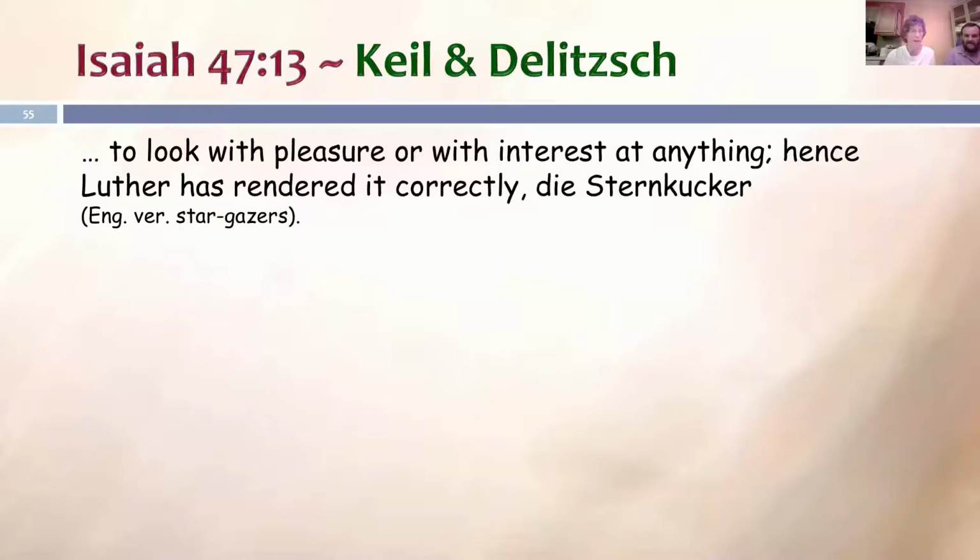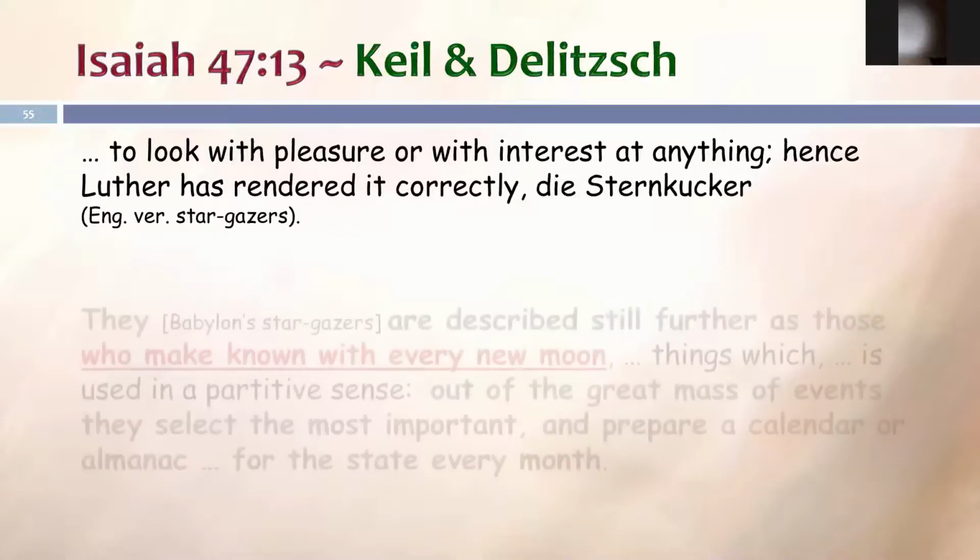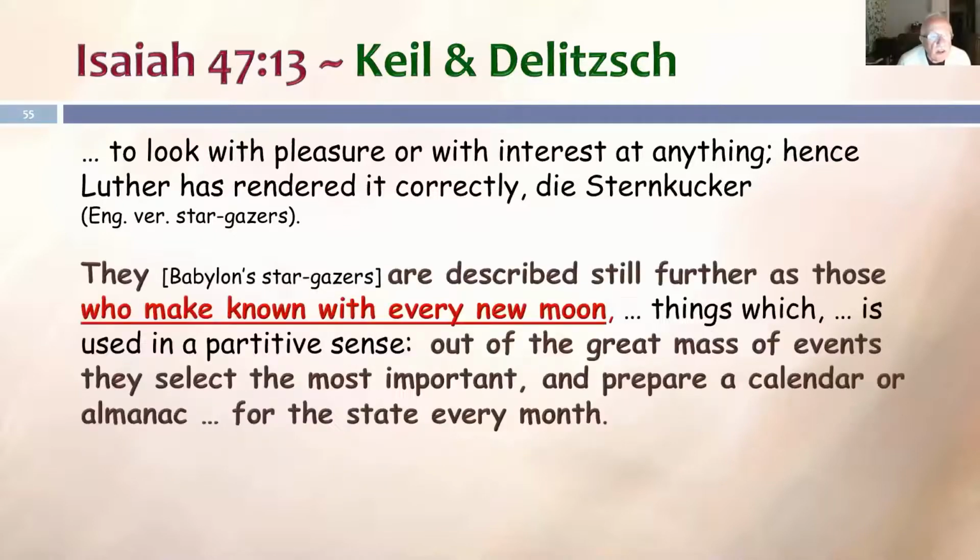I asked Walter if he would teach this slide tonight for me. I think it has some nice German in it, so go ahead, Walter. Okay, that's in German, you say, Keil in the Lit: to look with pleasure or with interest at anything. Hence, Cooker has rendered it correctly Sterncooker. But I have to tell you here that the word Sterncooker, which means stargazers, is misspelled. The first K should be a G.